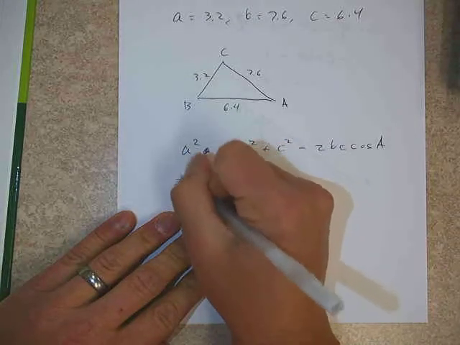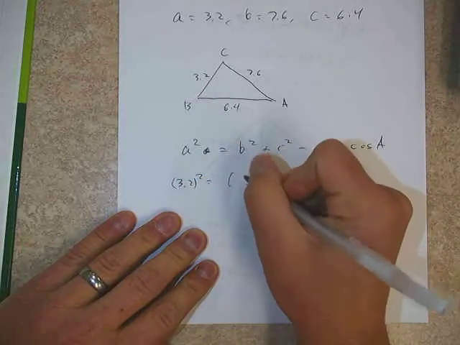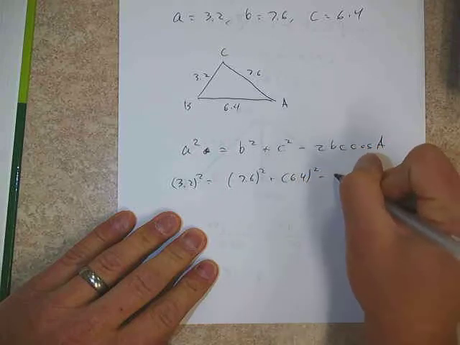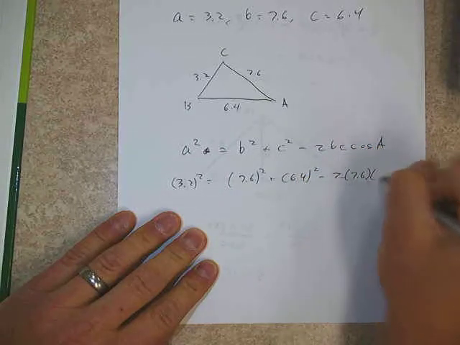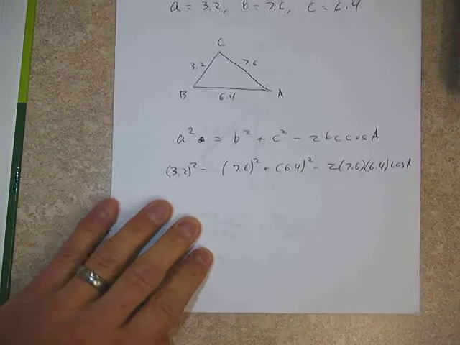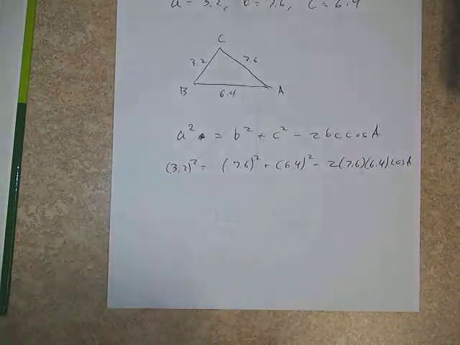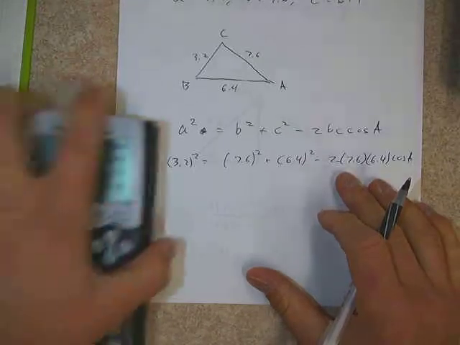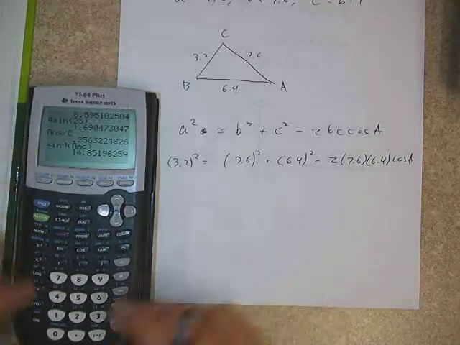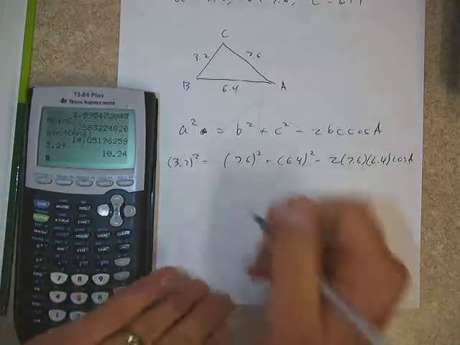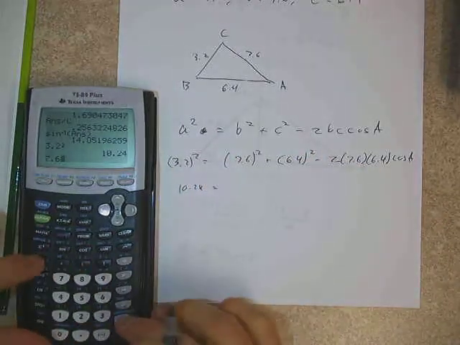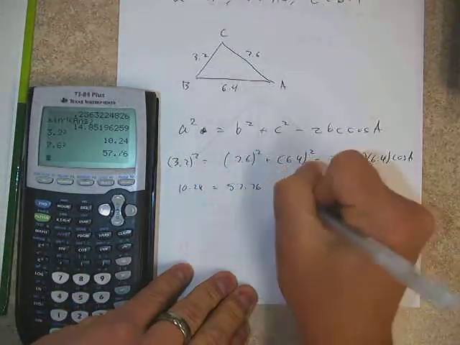What I want you to see carefully here is the order of the steps to find this angle. As I mentioned earlier, if you do one thing wrong here, it's going to mess up your whole answer, so make sure we're clear on this. We have A squared, that's 3.2 squared, equals B squared, 7.6 squared, plus C squared, 6.4 squared, minus 2 times 7.6 times 6.4 times the cosine of A. Right now I'm going to leave the parentheses off because I want to show you what I was talking about a minute ago.